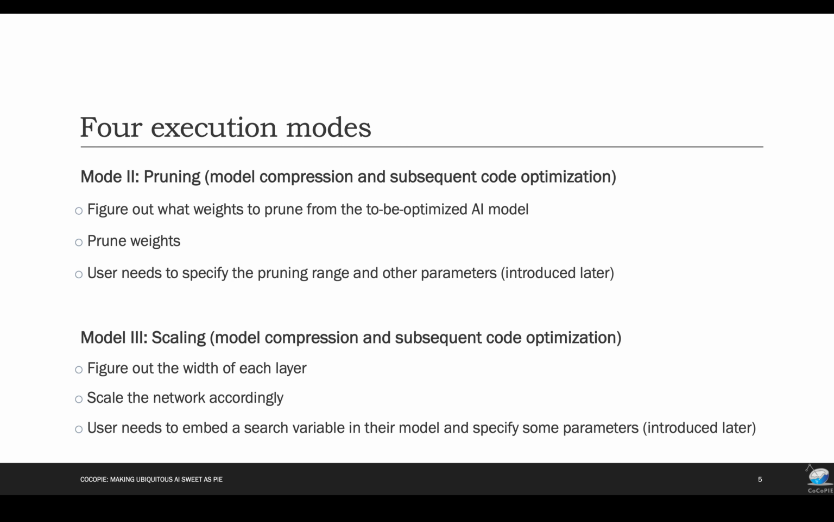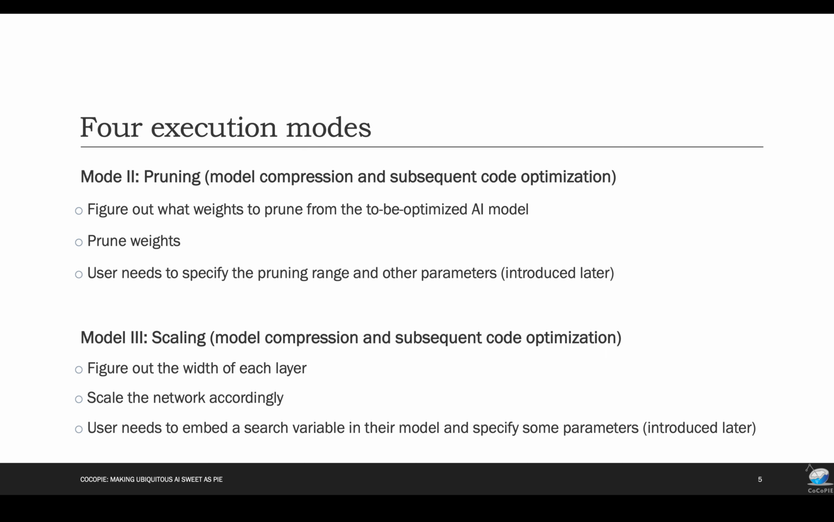The second and third modes aim to perform model compression and subsequent code optimization in different ways. The second mode uses model pruning, while the third one relies on model scaling. The second mode first figures out what weights to prune from the to-be optimized AI model, and then prunes the weights. To run XGen in this mode, users need to specify the pruning range and other parameters. More details will be introduced in our subsequent tutorial videos.